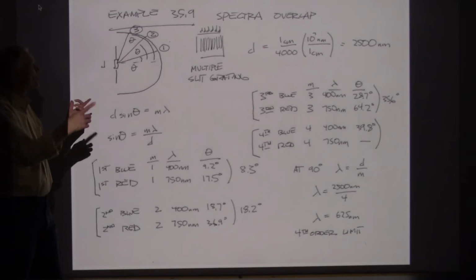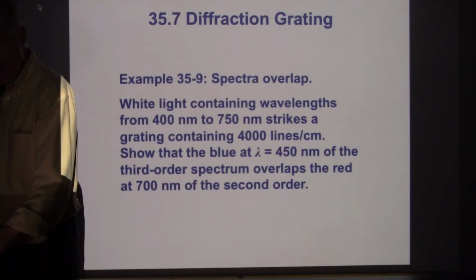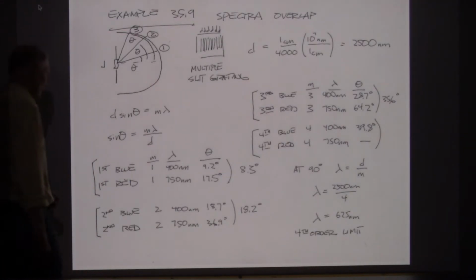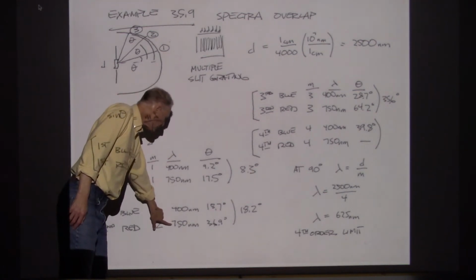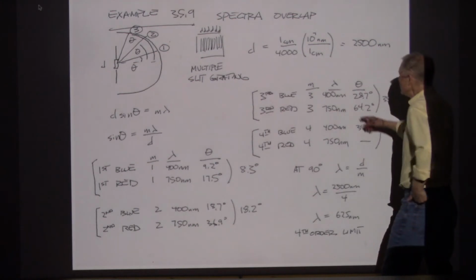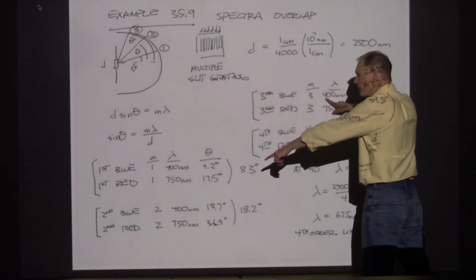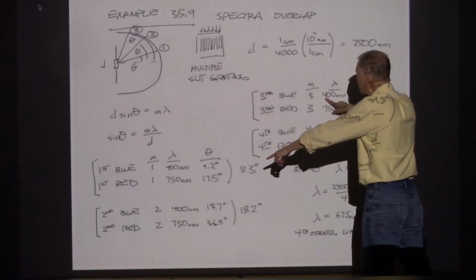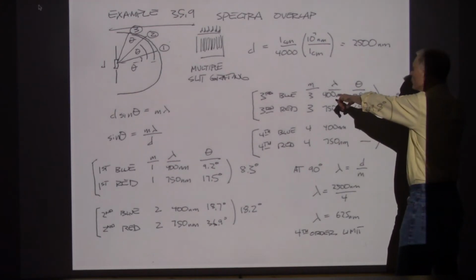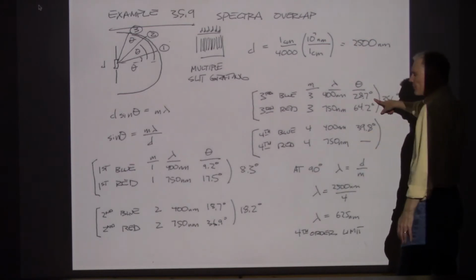Oh, and then we're using the value 750. So they're saying this time for the red light, go all the way to 750 nanometers for the wavelengths of the red light. So we're going from 400 to 750. Now when we get to the third order, notice that 3 times 400 is not as big as 2 times 750, and that means we'll get overlap. So there is overlap. The blue third order starts before we're finished with the second order.